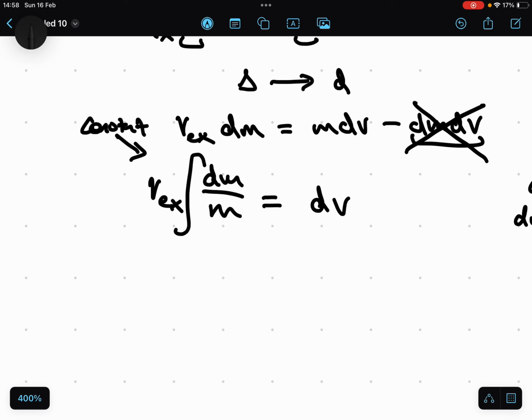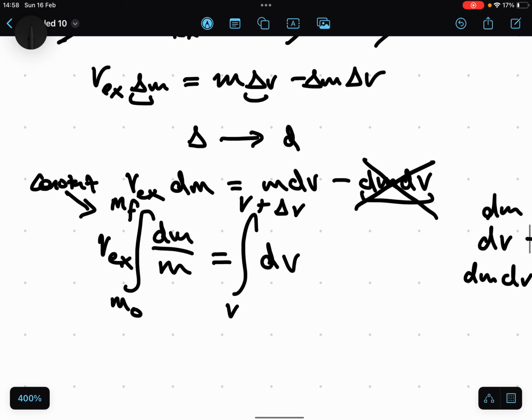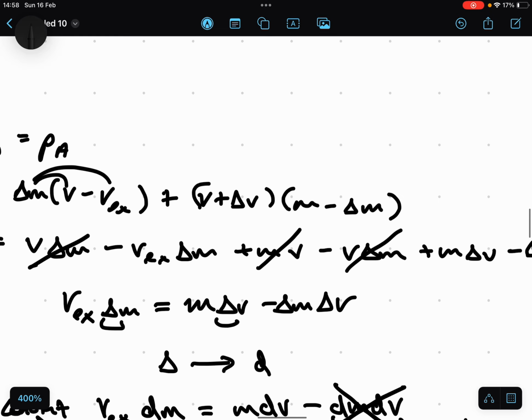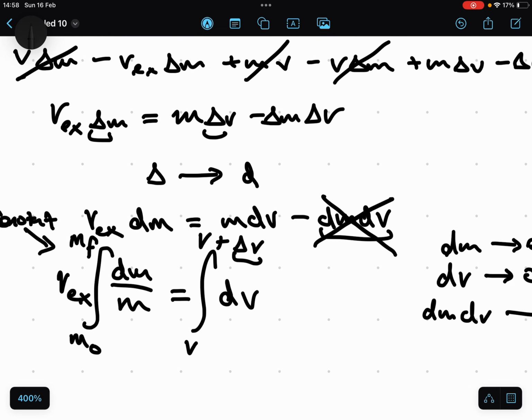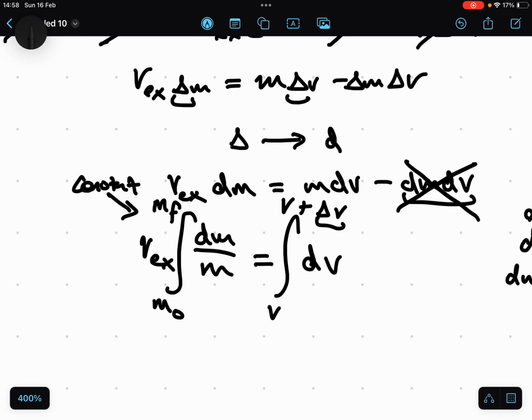Where we're integrating from: here we're integrating from some initial mass to some final mass. Here we're integrating from the velocity that we're currently at to some change in velocity. Now keep in mind, this delta v is different to the delta v we had before. This delta v is just referring to some change in velocity. If your velocity is going to increase by some amount, that's the change we make, because we're going from some initial mass to a final mass. Okay, let's go ahead and integrate.